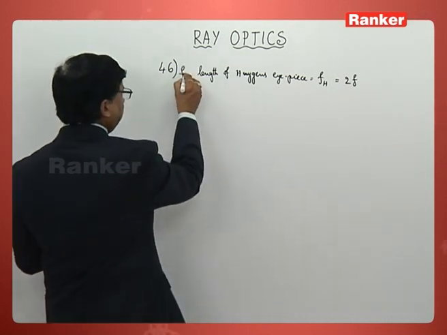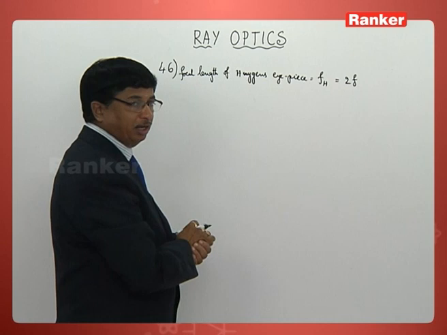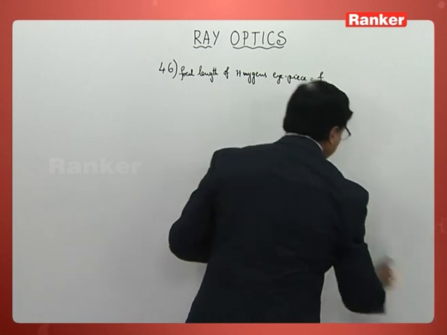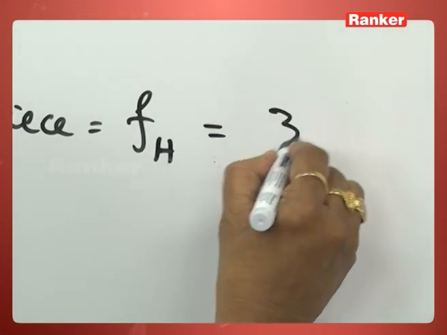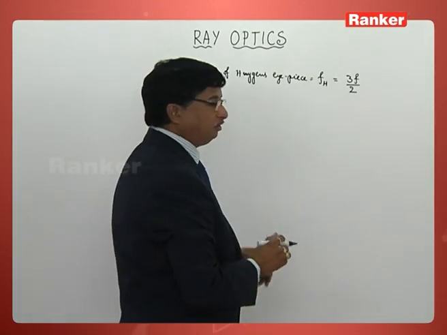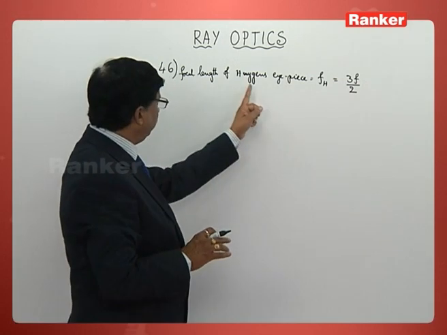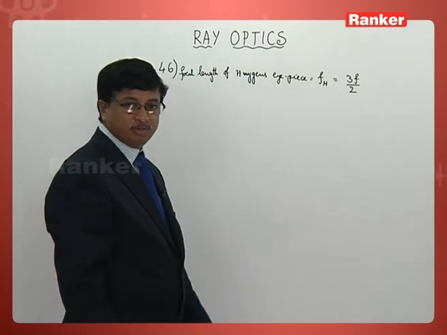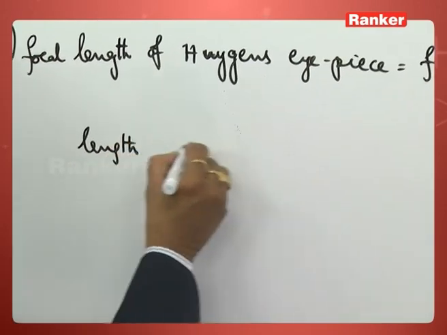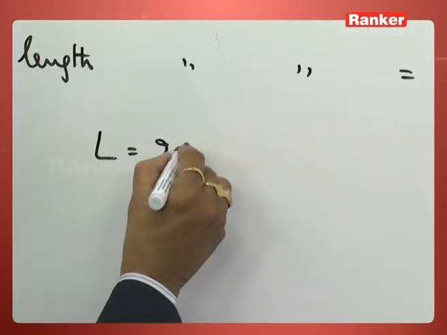So focal length of Huygens eyepiece, that is effective focal length. What is effective focal length of Huygens eyepiece here? It is going to be 3F by 2. That value is given as FH in this problem. It's not simply length. Focal length of Huygens eyepiece is given FH. And what is the question asking? What is length of Huygens eyepiece? That is the one. Length actually is 2F. We know that formula.